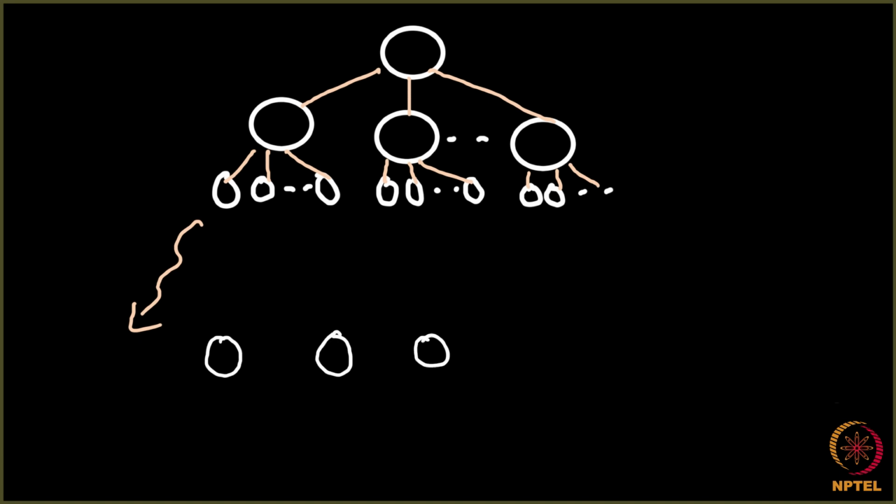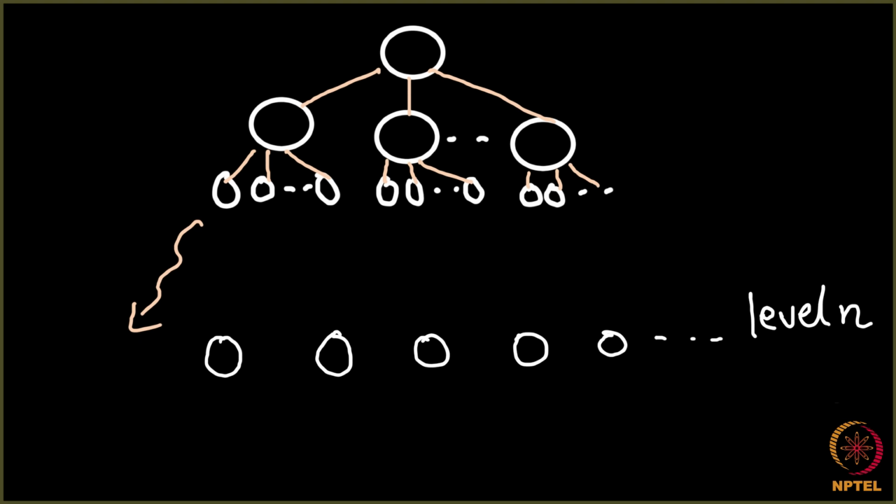And here are the edges. Fine. This is my network, right? And somewhere down is our nth level. So let's say this is our level n. Okay. Now, what do we do?